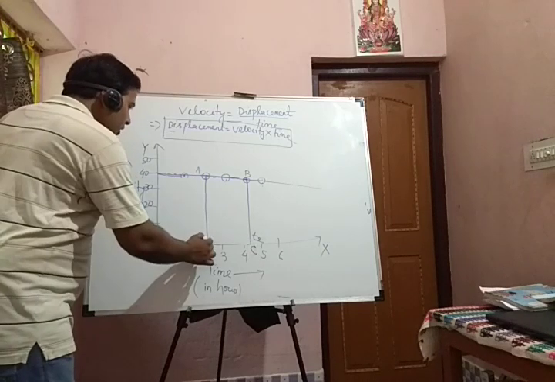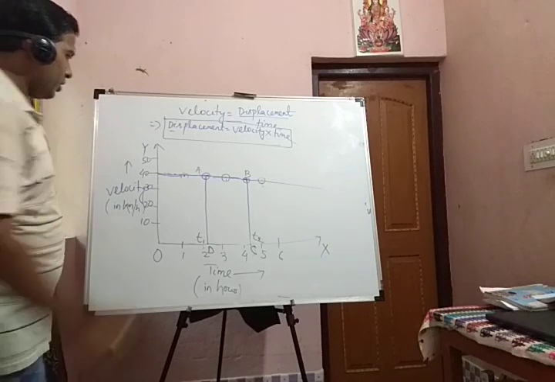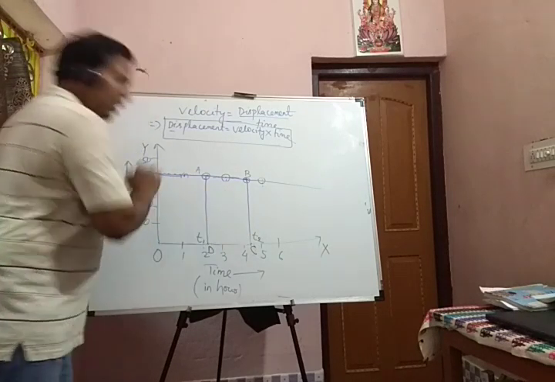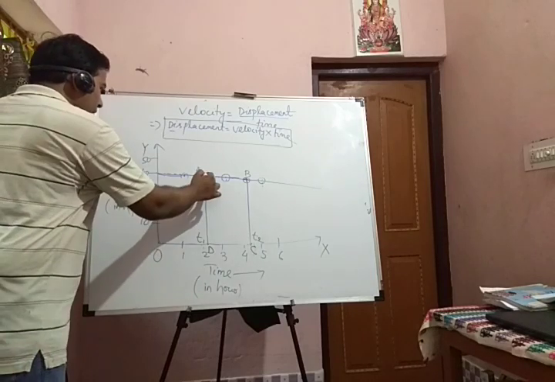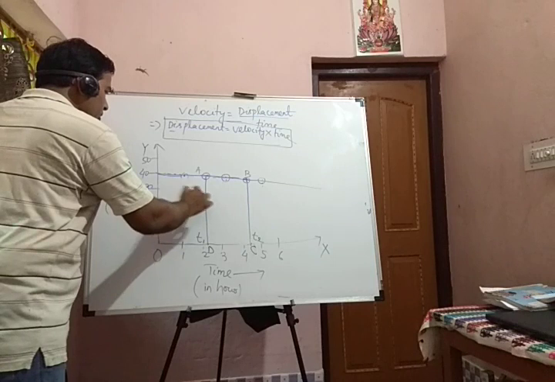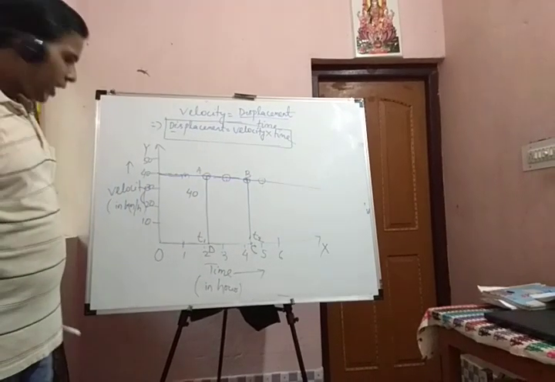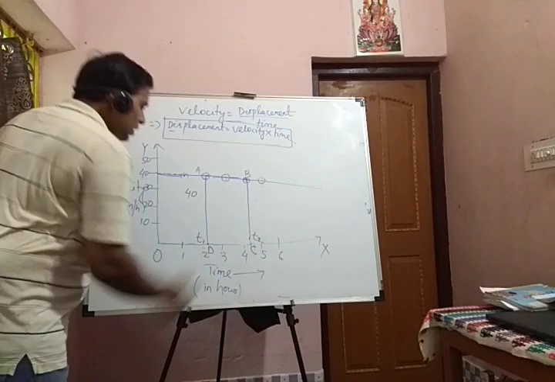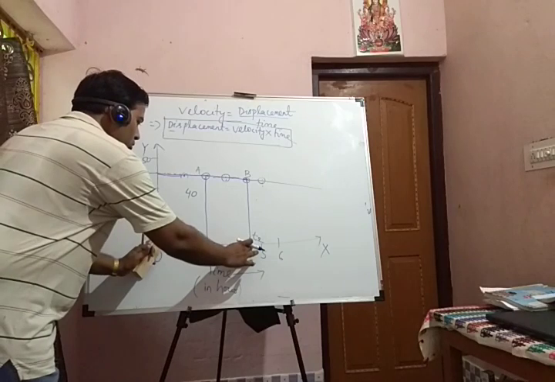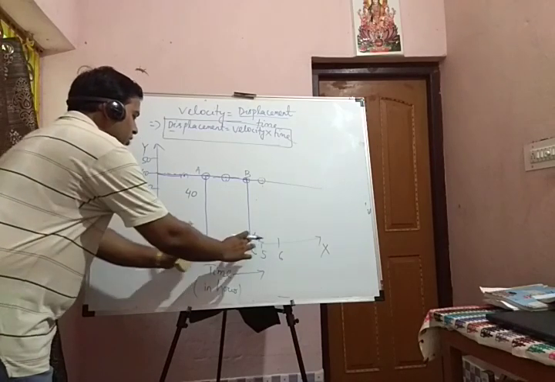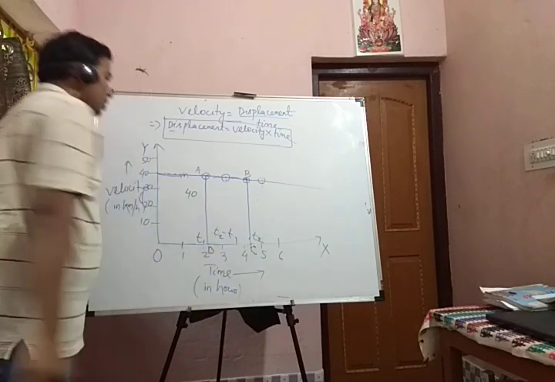See, this A, B, C, D is a rectangle. In this rectangle, the height DA is 40. The height CB is also 40. And what about CD? Here C is at t2, here D is at t1. So OC minus OD is equal to CD. So we can write CD is equal to t2 minus t1.